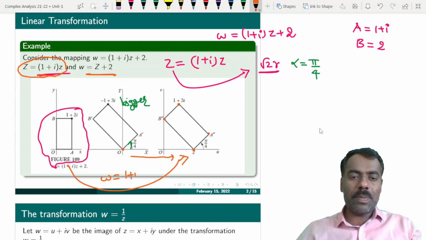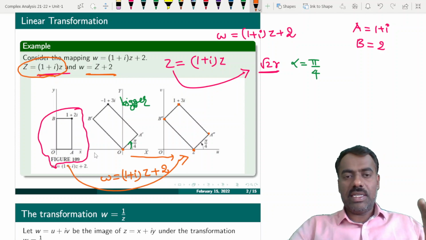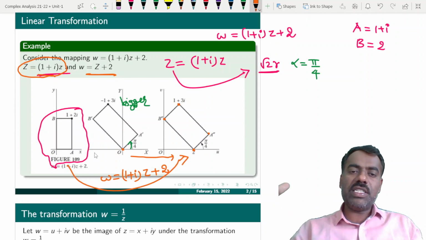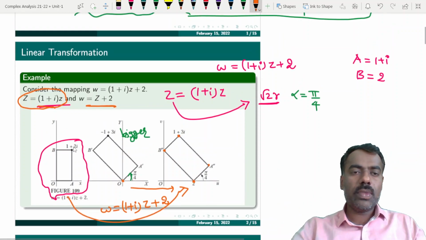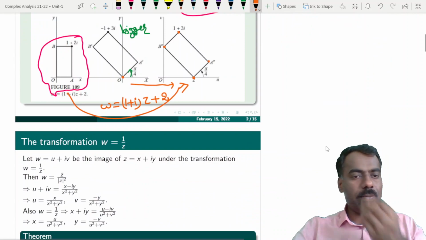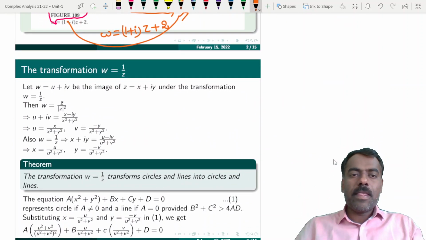w is equal to (1 plus i) z plus 2. So this rectangle shape is transformed to this one. That means the image has been enlarged, then rotated, and then translated. These three things happen.